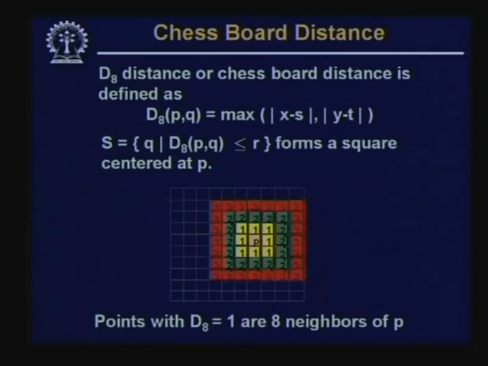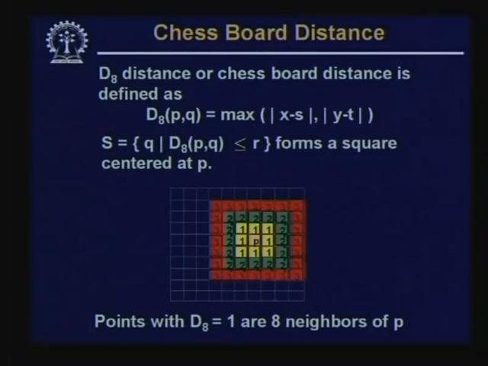Now, we come to the third distance measure, which is the chessboard distance. As we have seen, in case of city block distance, the distance between 2 points was defined as the sum of the distances that you cover along the x direction plus the distance along the y direction. In case of chessboard distance, it is the maximum of the distances that you cover along the x direction and y direction. So, this is d8(P,Q), which is equal to the max of the absolute value of x minus s and the absolute value of y minus t.